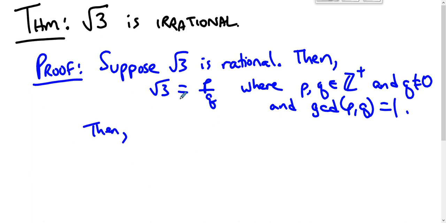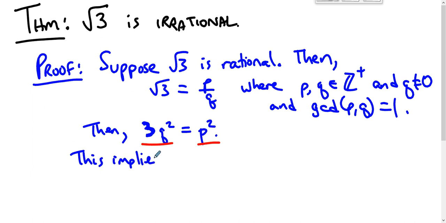Then cross multiply and square. That has to be true. Cross multiply and square. 3q squared is p squared. So now, what goes wrong? These two numbers are equal. This number has a 3 in its prime factorization. So if this number has a 3 in its prime factorization, this number must have a 3 in its prime factorization.